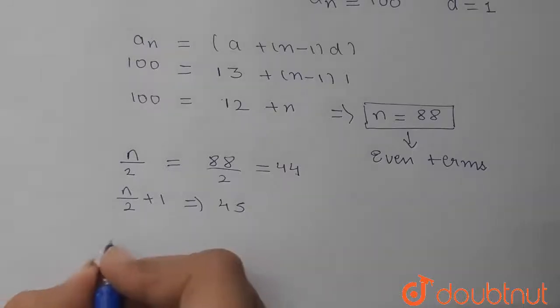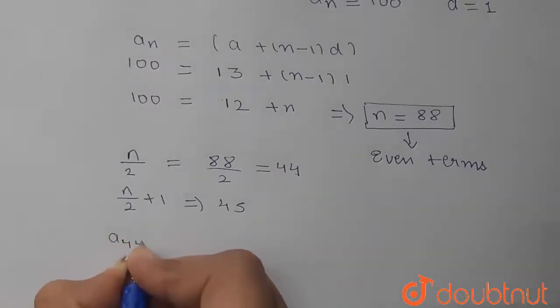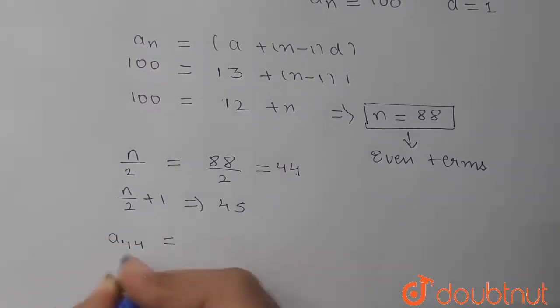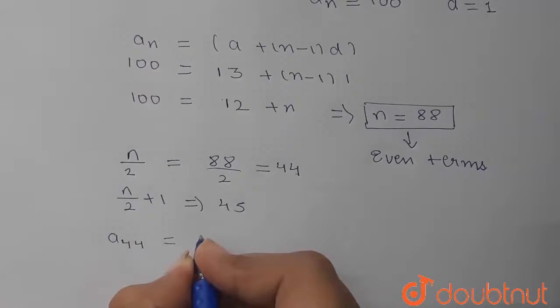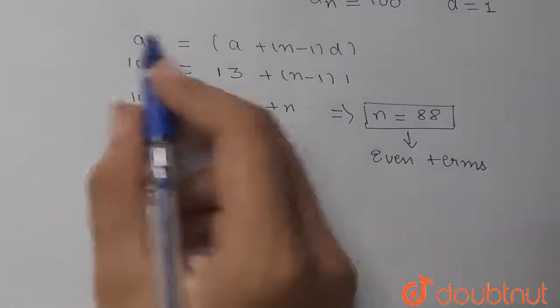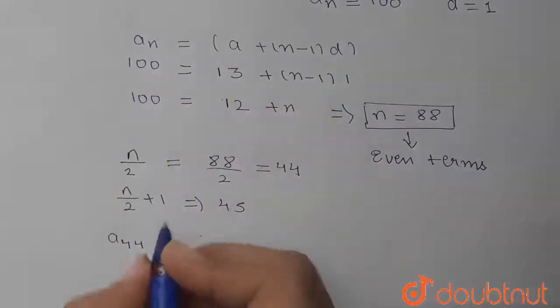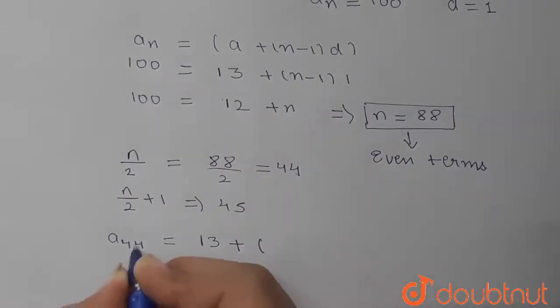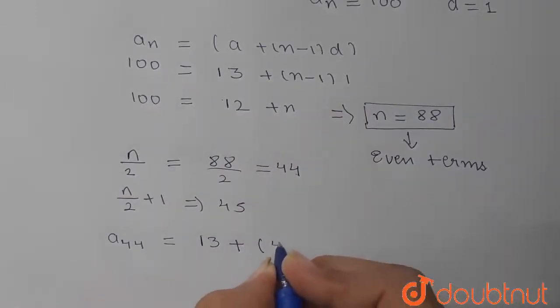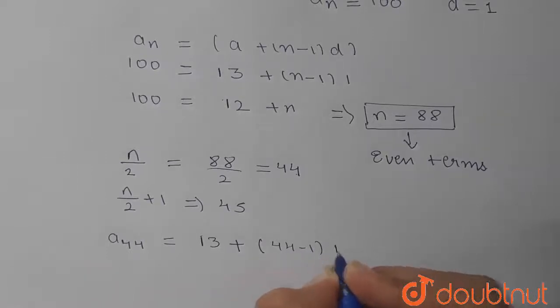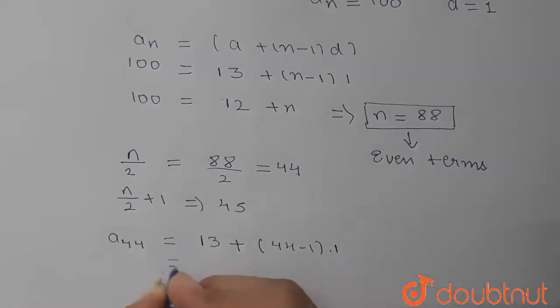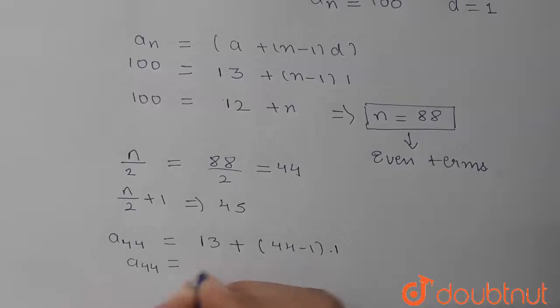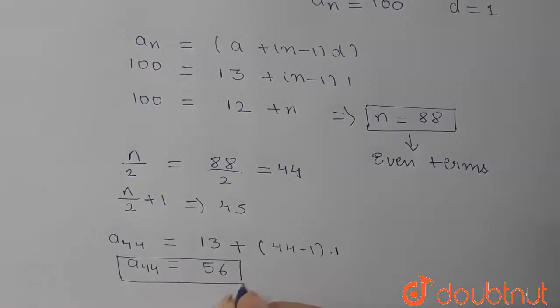Now we will calculate the 44th term, that is a44. We use the general nth term formula: a plus (n minus 1) into d. So this will be 13 plus (44 minus 1) into 1, where d is 1. So a44 will be 12 plus 44, that is equal to 56. So this is the value for a44.